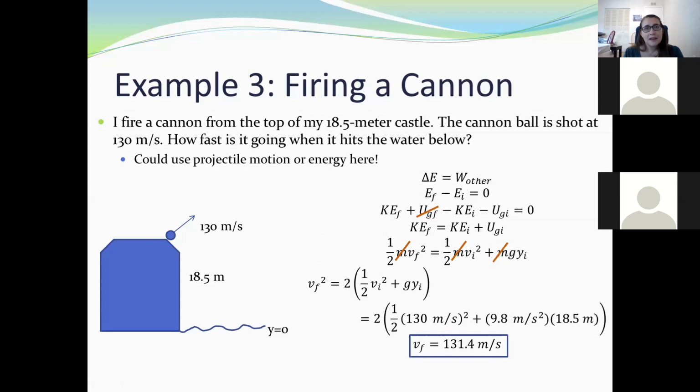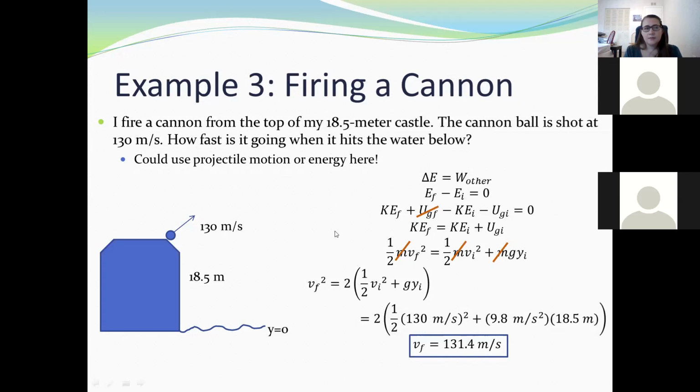This should make some physical sense, because if we're starting at 130 meters per second and we're shooting a cannonball pretty quickly, it's going to hit the ground pretty quickly. And so we shouldn't expect a super small velocity. We shouldn't expect an enormous velocity. And it's in that same ballpark as what we're starting with. So that seems to make logical sense.